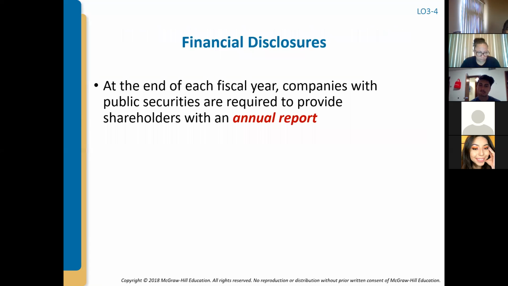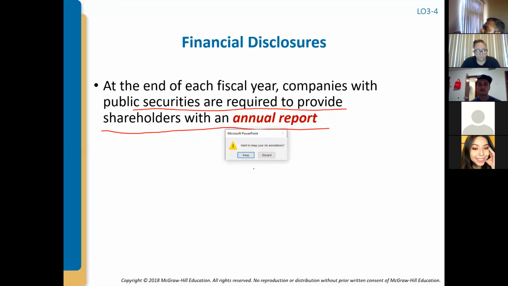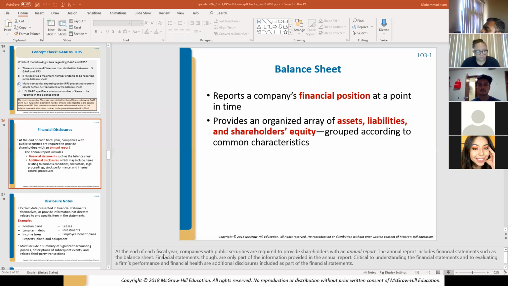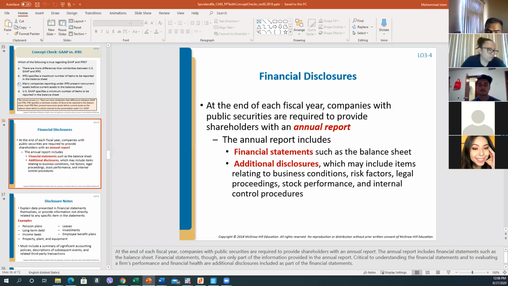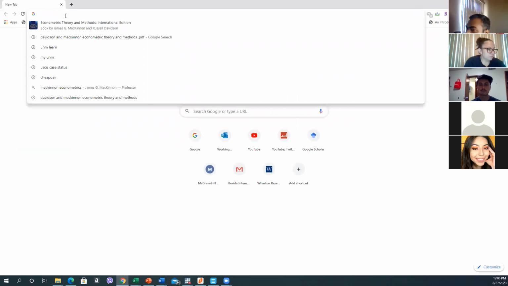And financial disclosures: at the end of each fiscal year, companies with public securities are required to provide shareholders with an annual report. Okay, and let me show you something very practical. Okay, can you see my screen?